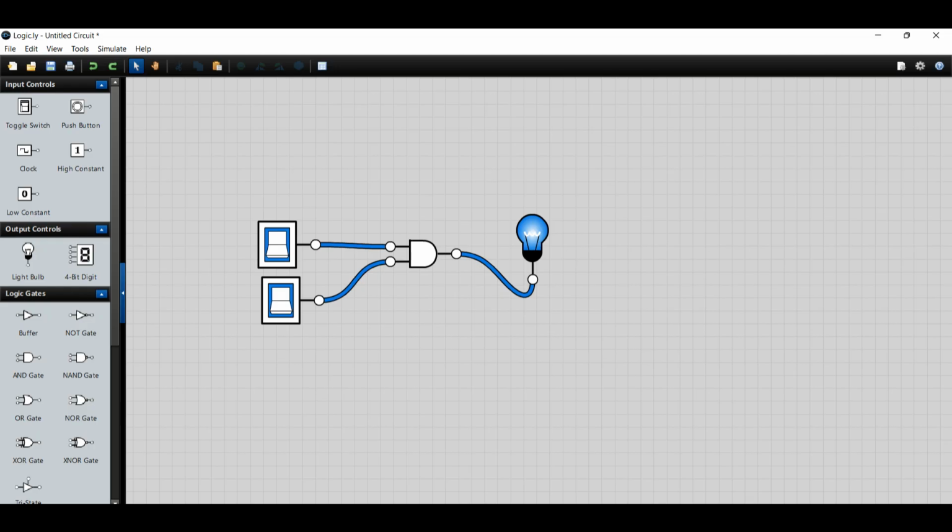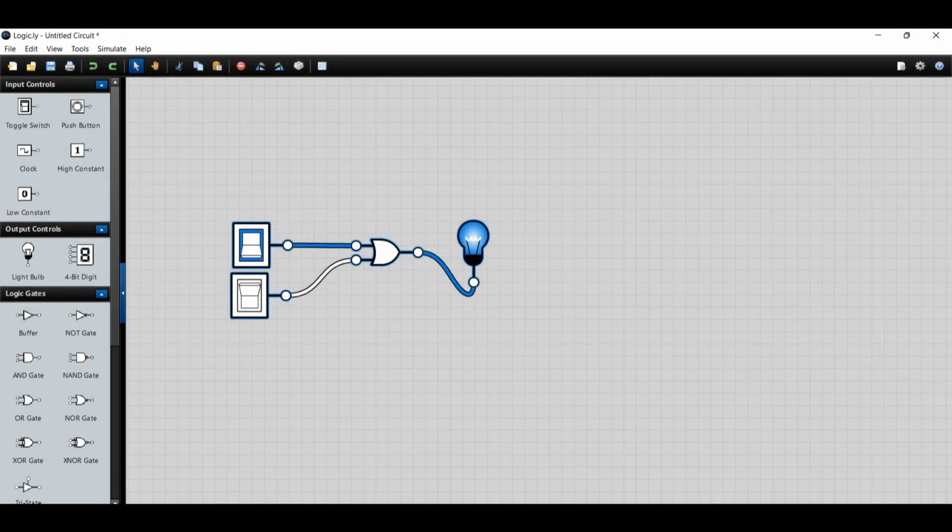Our first experiment is study of logic gates. In this, first there is the AND gate. The AND gate performs a logical multiplication, commonly known as the AND function. The output is high when both the inputs are high. The output is low level when any one of the inputs is low.